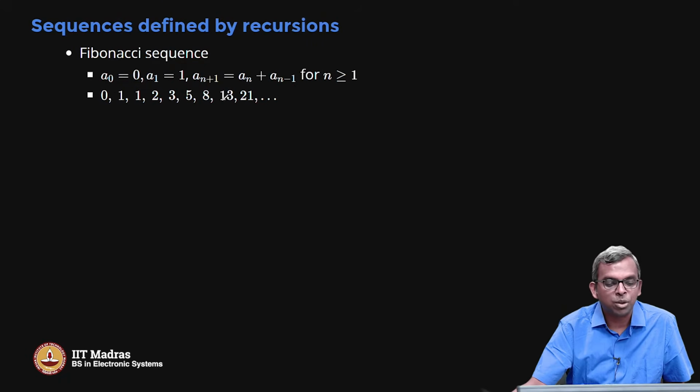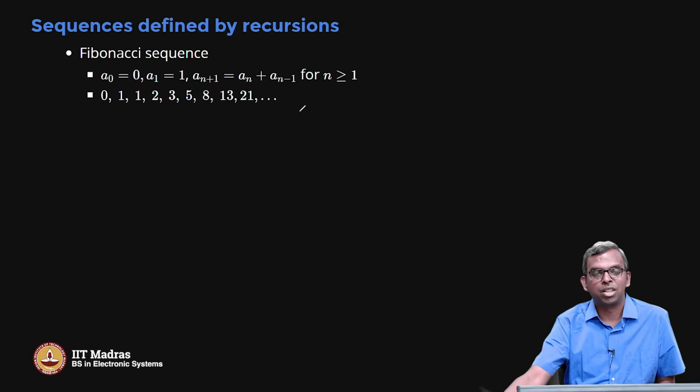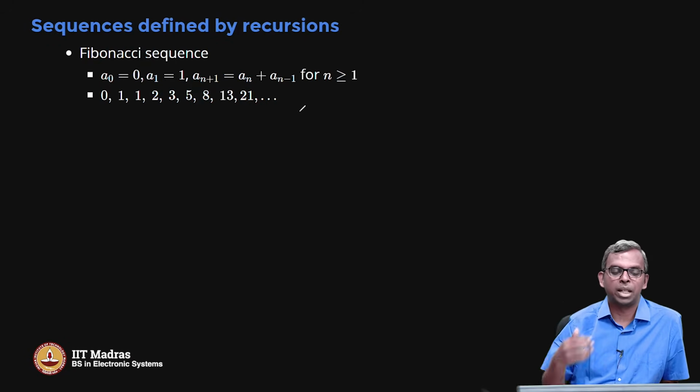So I know how to produce this sequence now. I start with 0. The next one is 1. What is the next one? It is the sum of these two, that's 1. What about this one? Sum of these two. So 1 plus 1 is 2. 1 plus 2 is 3. 2 plus 3 is 5. 3 plus 5 is 8. 5 plus 8 is 13. 13 plus 8 is 21. 21 plus 13, 34. And so on, so on. You can keep on going.